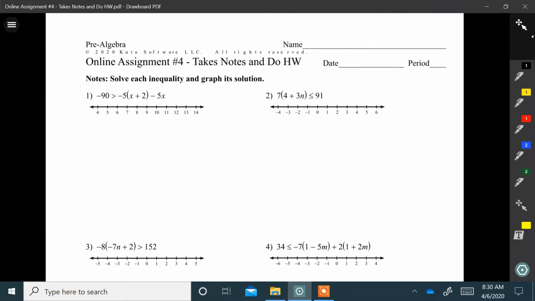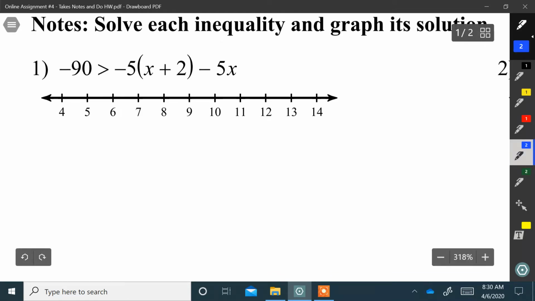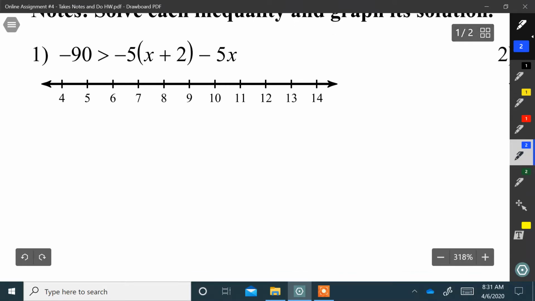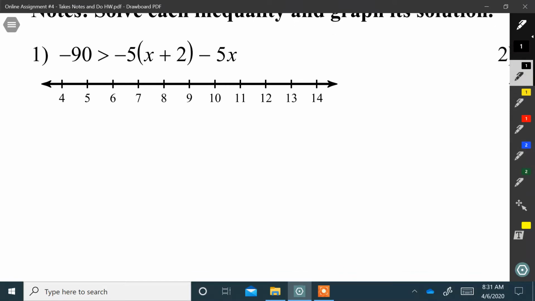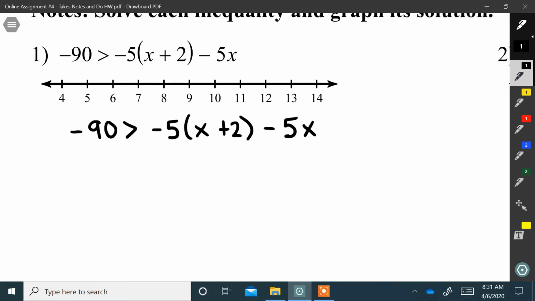All right, so let's go ahead and get started with number 1 here. This is kind of where we left off when we had to go on an extended break. So we have -90 is greater than -5 times the quantity x plus 2, minus 5x. Okay? So I do have some students who only speak Spanish, so I might also speak in Spanish as well, bilingually. Voy a también hacer esta lección en español para aquellos que no hablan mucho inglés, okay.